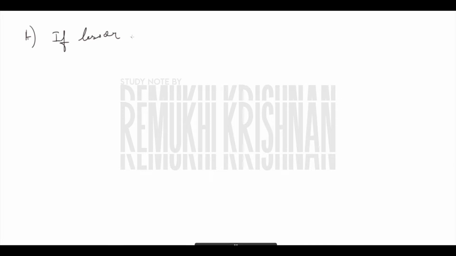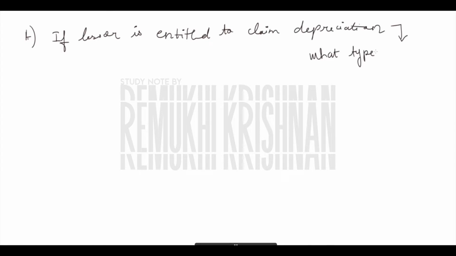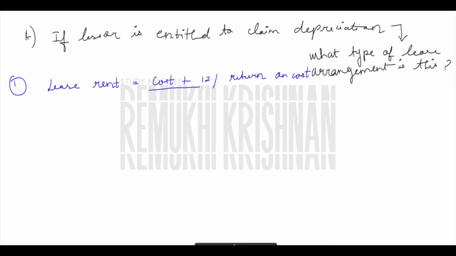What we have to find here is, if the lessor is entitled to claim depreciation, then what type of lease arrangement is this? Let us recall the theory part which we learned in the part 1 video, which says that if the lease rent covers most of the cost of the asset, it is going to be a finance lease. Here, the lease rent is going to be cost plus 12% return on cost. Yes, so the lease rent covers the value of the asset. So the first point is satisfied.